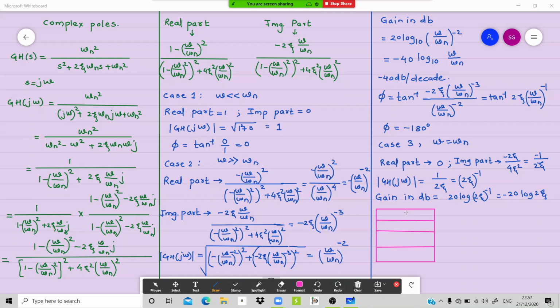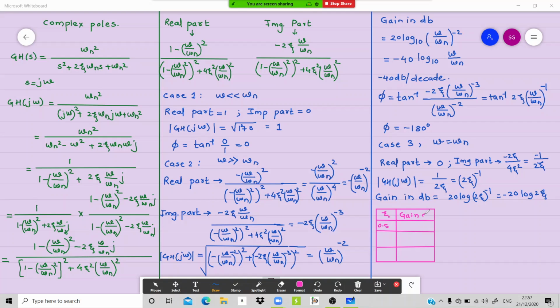Let me write it instead of just speaking out. See now, what is going to happen if I am saying zeta is equal to 0.5? When zeta is equal to 0.5, 2 zeta means 1, log of 1 is 0, so the gain is becoming 0.